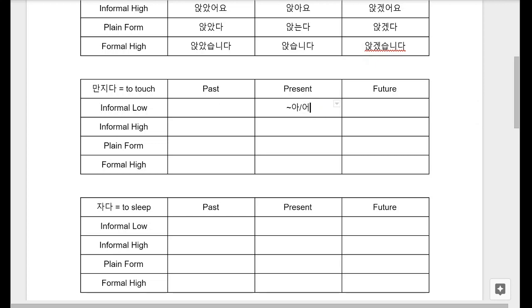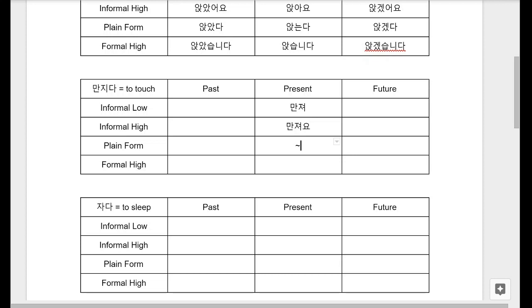Now I need to decide if I need to add this to it or this to it. Because the final syllable in the stem ends in the vowel i, I know that I need to add this one to it. And actually maybe I'll write it out, it's going to be man, ji, and then eo, but eo and ji can merge to each other, and it's going to be manjeo. The informal high respect is going to be the exact same with yo.